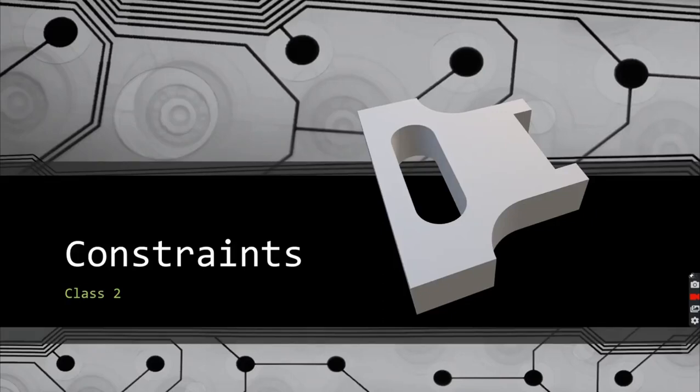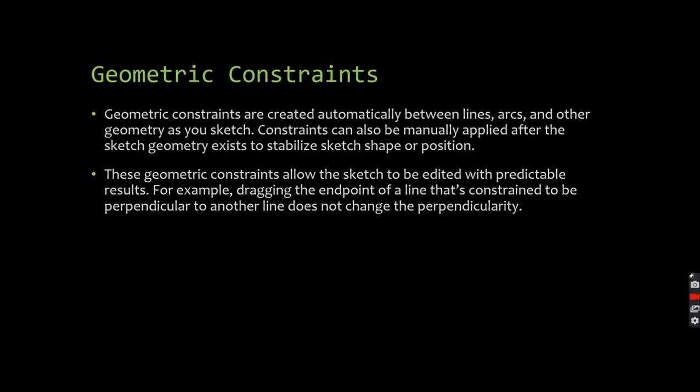In this video, we're going to take a look at using constraints in Inventor. There are two different types of constraints in Inventor. The first is geometric constraint. Geometric constraints are created automatically between lines, arcs, and other geometry when you make a sketch.